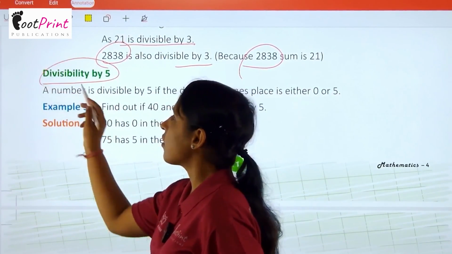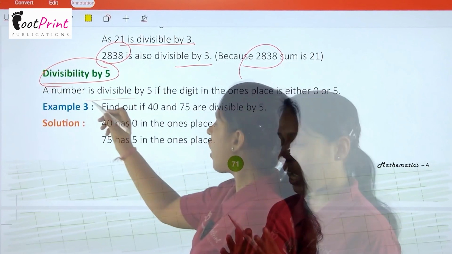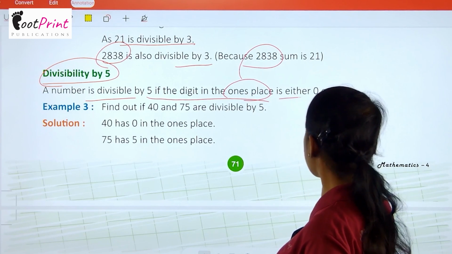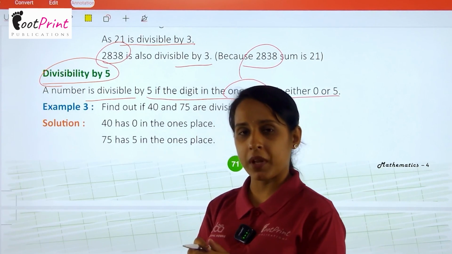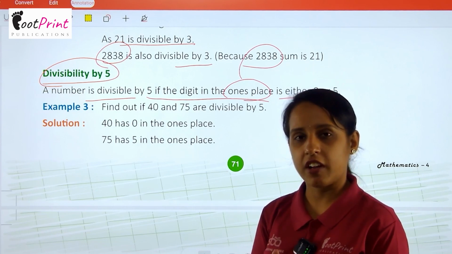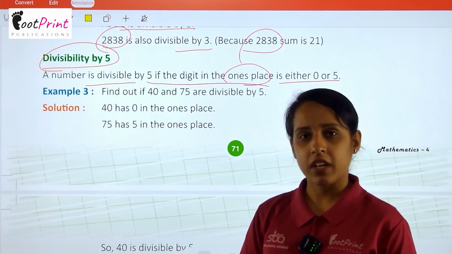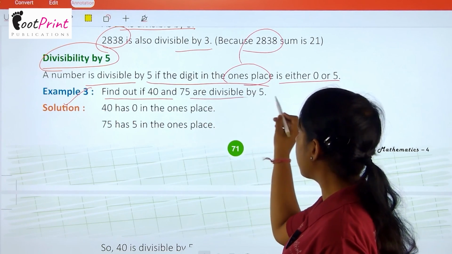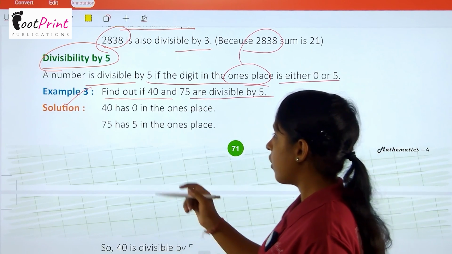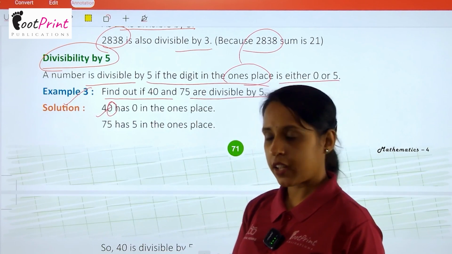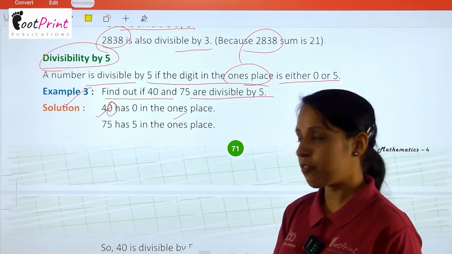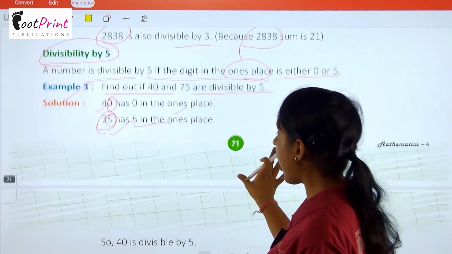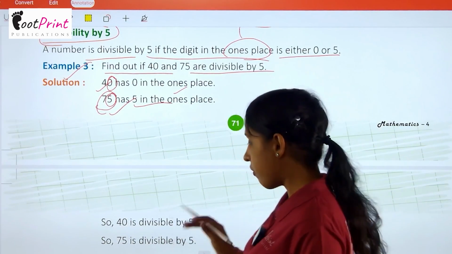Okay, now the next rule is divisibility by 5. A number is divisible by 5 if the digit in the ones place is either 0 or 5. If a number has 0 or 5 at the ones place, it means it will be divisible by 5. Example, find out if 40 and 75 are divisible by 5. So 40 has 0 at the ones place. It means it is divisible by 5. 75 has 5 in the ones place. It means we can say that 75 is also divisible by 5.